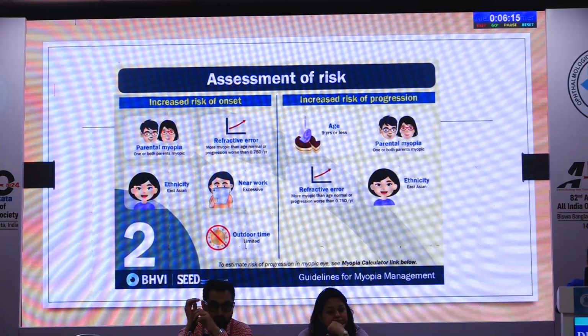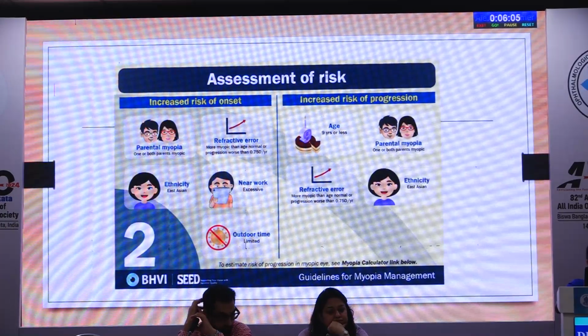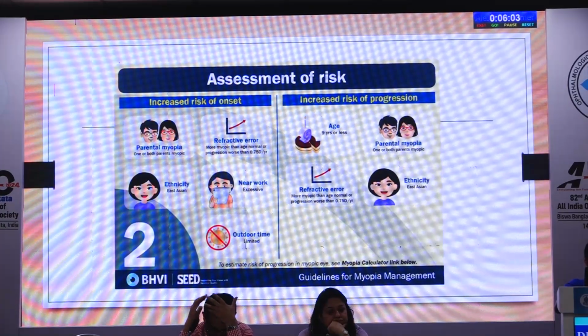First of all, tell them how they got there. If they know that this child was already at a higher risk of getting myopia because of the parental history or the ethnicity or excessive near work or limited outdoor time, they know where to start making the changes. Educate them on what progressive myopia is, and tell them what makes this child more likely to progress. Then the parent actually knows where to start.